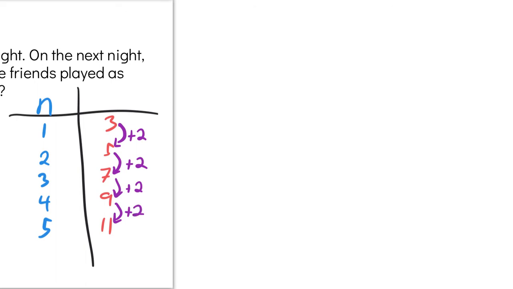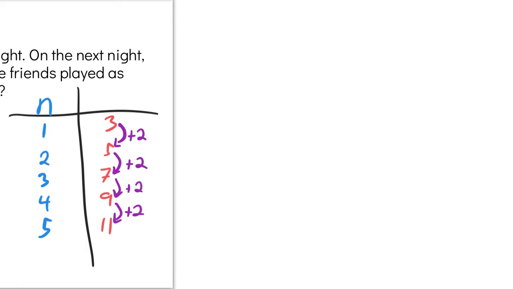Now, one way that we can figure this out is we can look at this and see what we could multiply this by to get close to this. What could we multiply n by to get close to our number? Okay, I see that if I go 2 times 1, I'll get close to this, and then I can just add another 1. Let's see if that works.